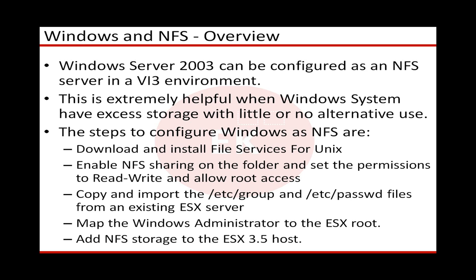It's called FreeNAS. All right, so once we've downloaded and installed the Services for Unix, again, go ahead and do a search for Windows Services for Unix. We're going to enable NFS sharing on the folder, and we're going to show you how we're going to do that in the next steps. We're going to copy and import the /etc/group and the /etc/passwd files from an existing ESX server, and I'm going to show you how you could do that. And we're going to use a VM tool called FastSCP to connect Windows to Linux or Windows to ESX communication, and then ESX to ESX communication.